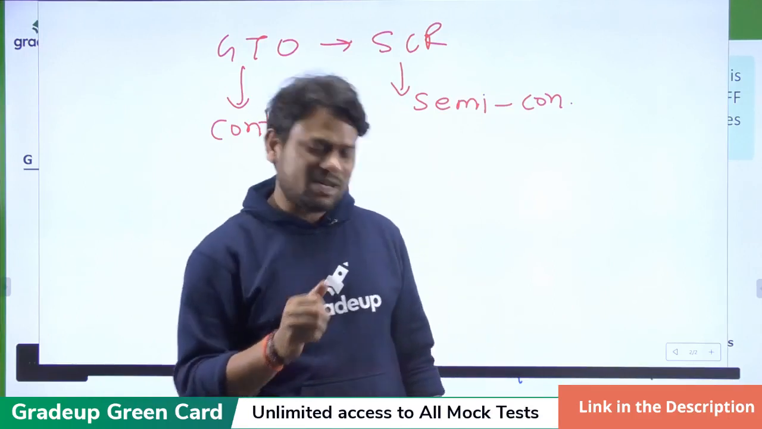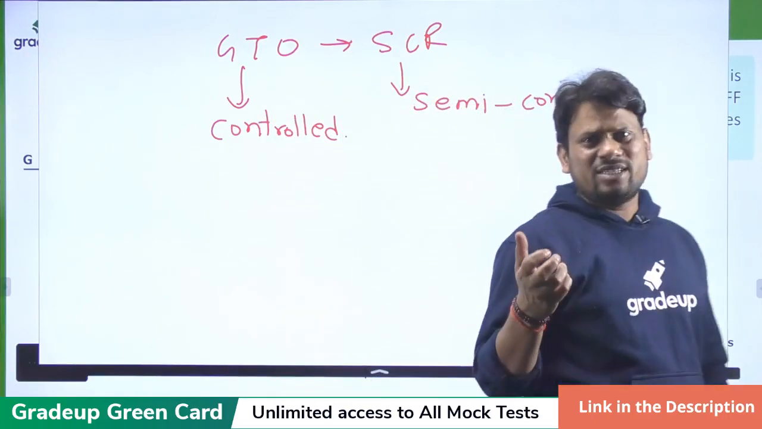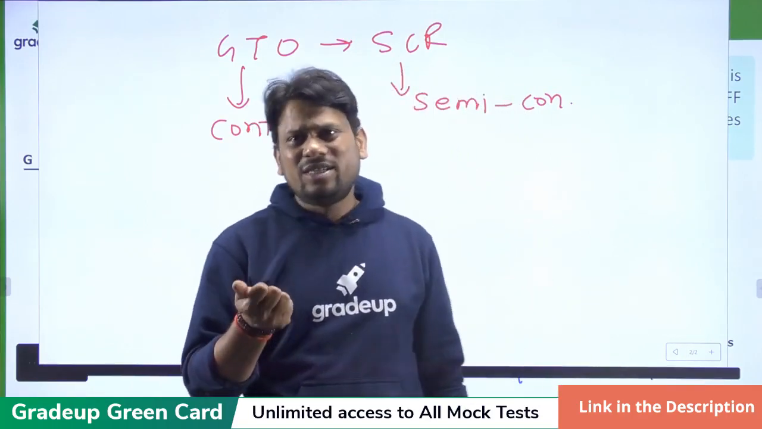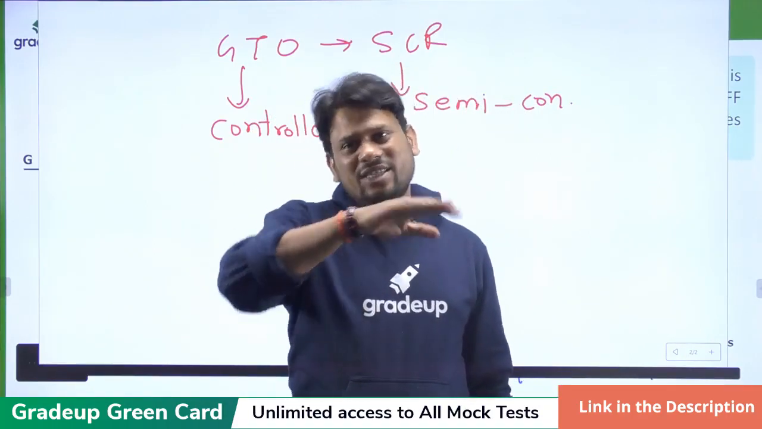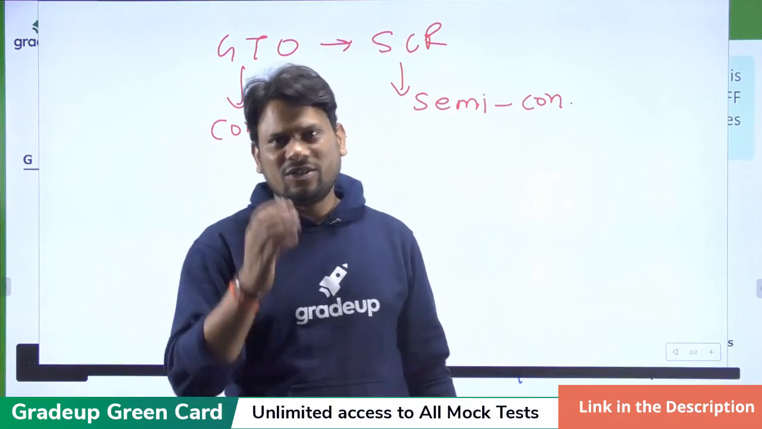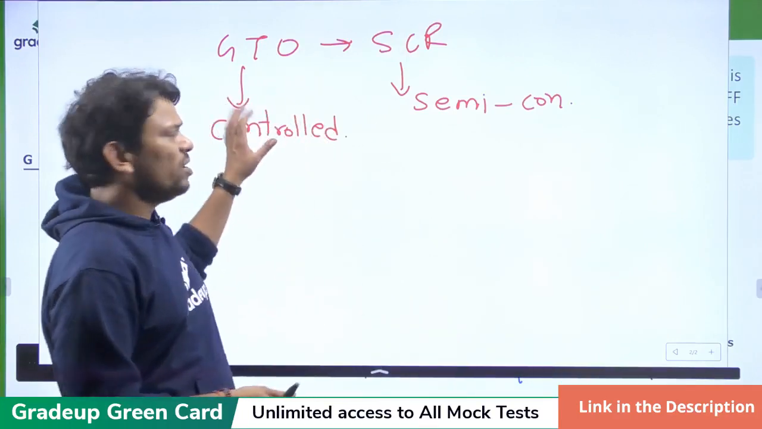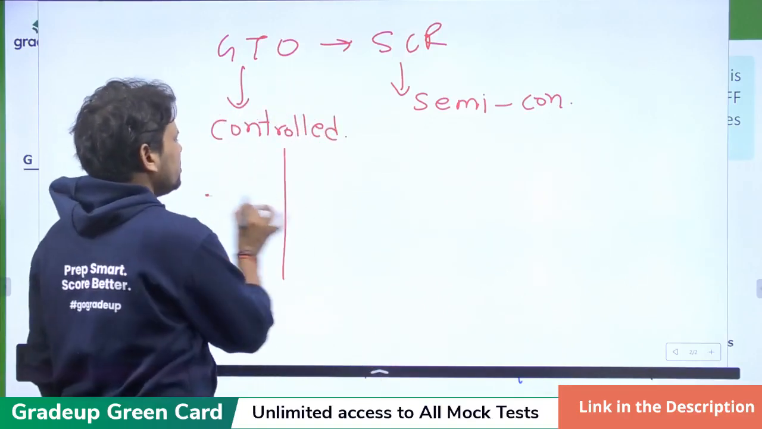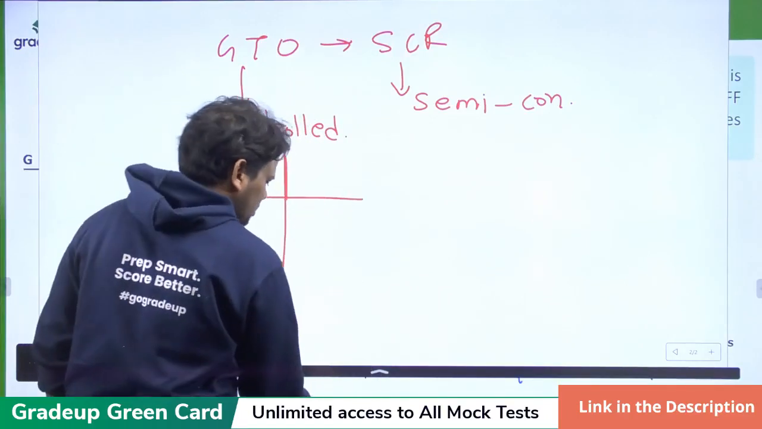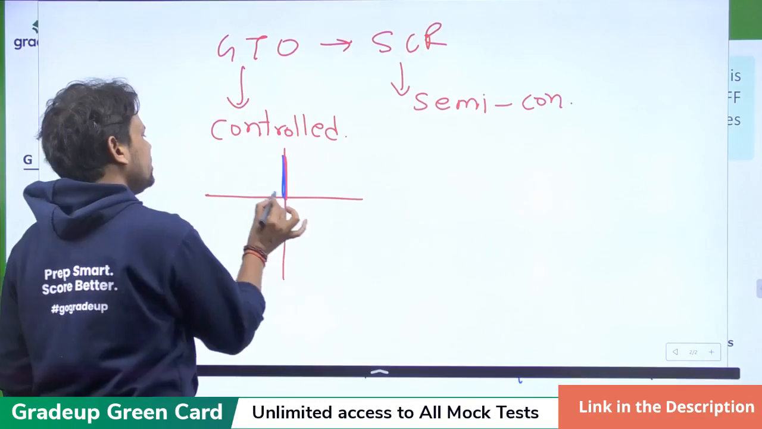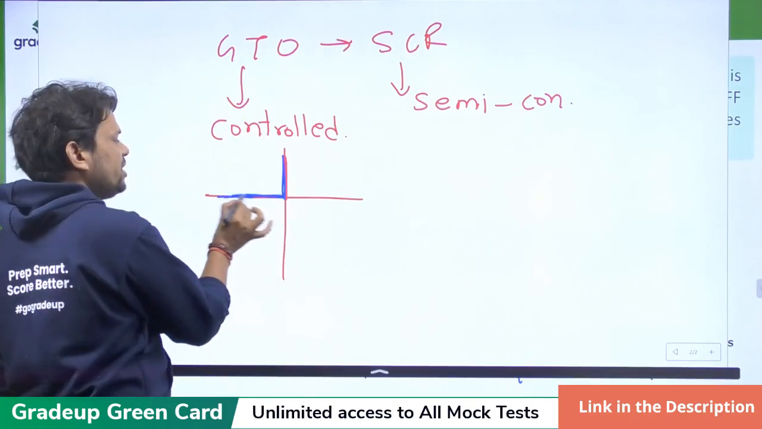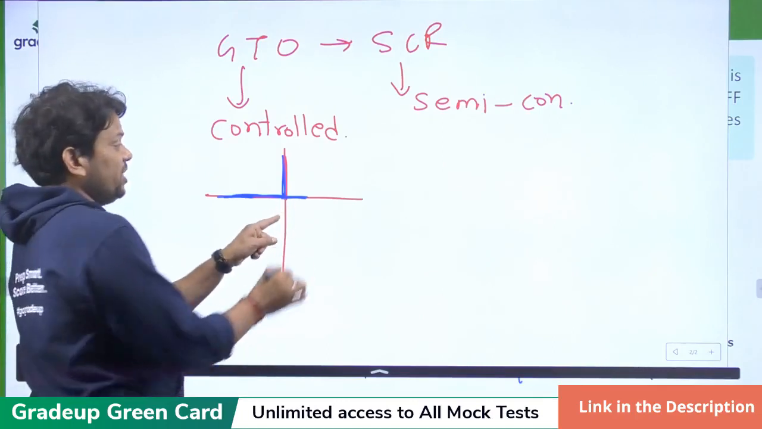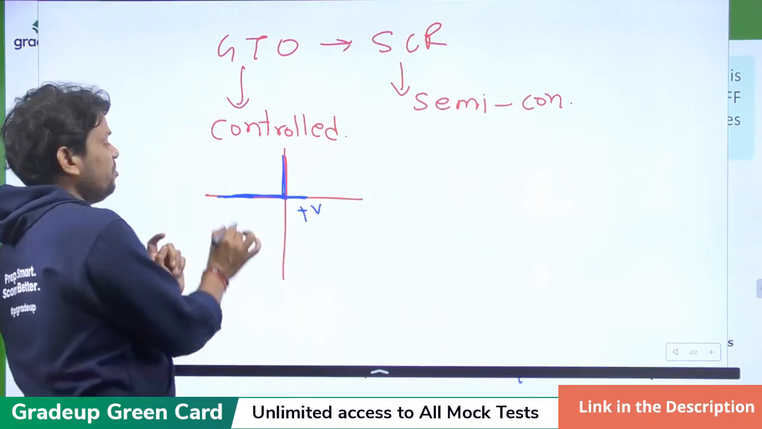So if SCR can block high voltage, in terms of 5 kV, 6 kV or 7 kV, we cannot design GTO with such a voltage range. So this is the negative thing about the GTO. Otherwise, GTO is similar to SCR. Characteristics wise, GTO will pass positive current similar to SCR, will block negative voltage similar to SCR, but this positive voltage will be very low. Please mind it, this positive voltage will be very low.